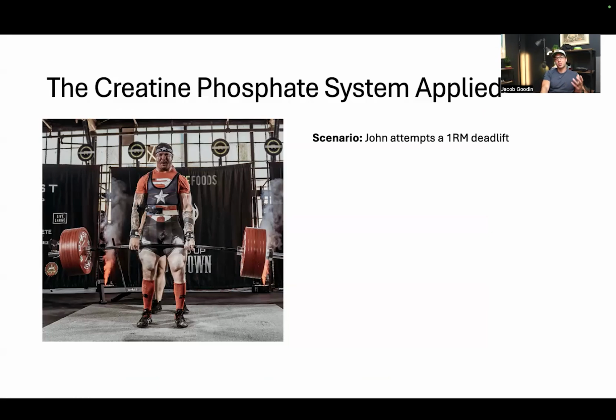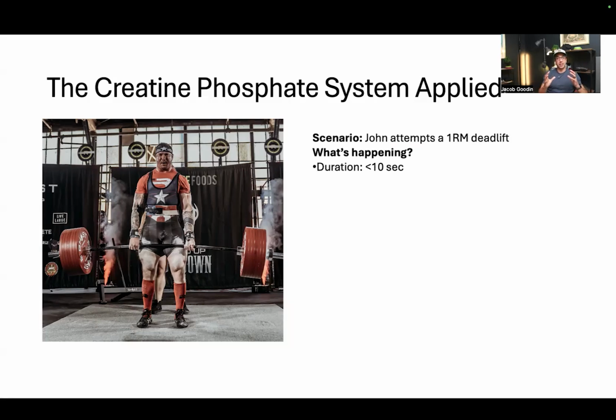Okay, John is going to attempt a 1 repetition maximum deadlift. Now, as he's getting warmed up, his oxidative system and his glycolytic system are chugging along because he's getting ramped up. He has sympathetic activation and stimulation. And so it's not solely the creatine phosphate system. He has an interplay of all 3 systems. But when he actually goes for and attempts his 1RM deadlift, then it is all creatine phosphate system, okay?